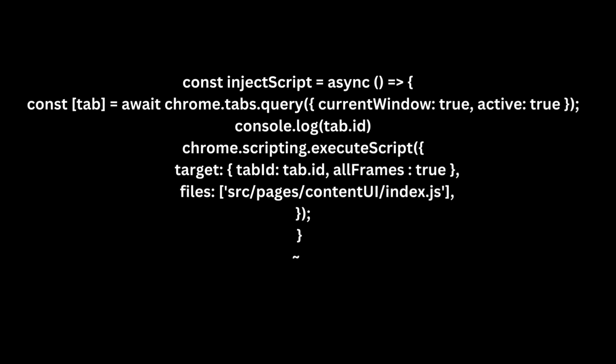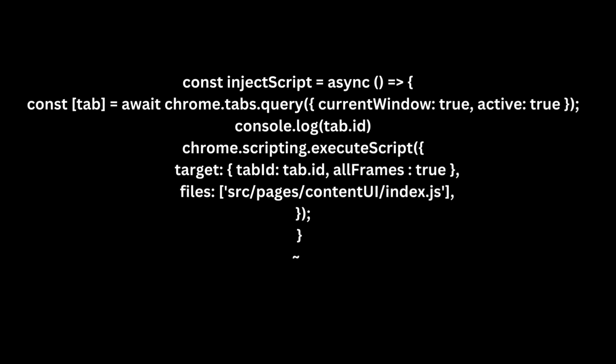const injectScript = async () =>. This declares a function named injectScript. The function is defined using the async keyword, indicating that it returns a promise that resolves with the result of the function. const [tab] = await chrome.tabs.query({currentWindow: true, active: true}).